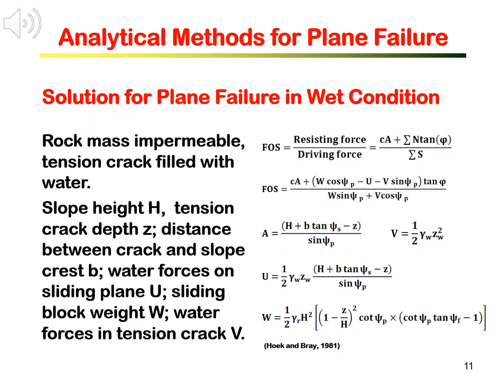Here is an example of analytical equations and a solution for plane failure in wet condition. The rock mass is assumed to be impermeable. The tension crack is filled with water. On the right, you can see a series of analytical equations to calculate the sliding driving force and the sliding resisting force along the sliding direction. Factor of safety is calculated as a ratio of the resisting force to the driving force.